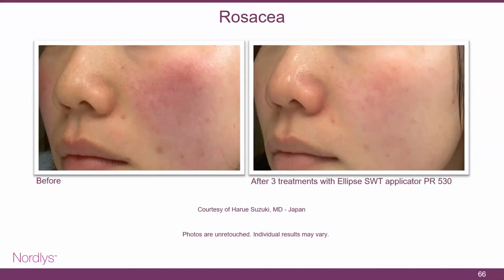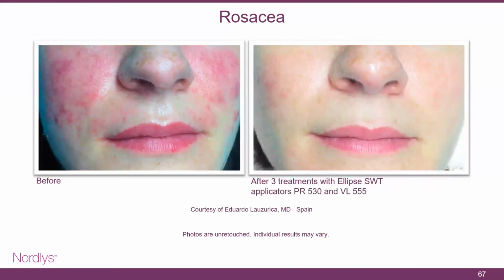Again, 530 on Asian skin, Far Eastern Asian skin, so skin type 4. Much lighter skin here, but because you can see we have some different thickness within this rosacea, there's a combination of the 530 for the superficial and the 555 for the deeper lesions.